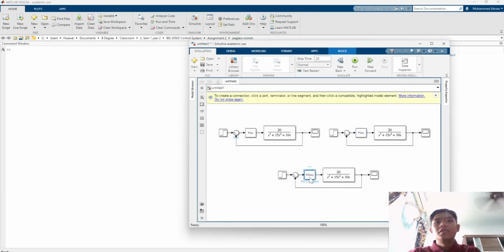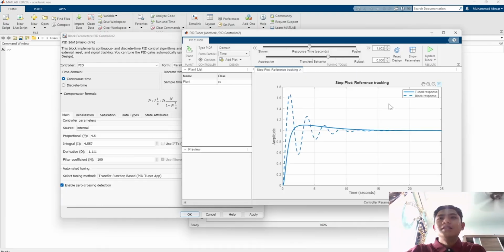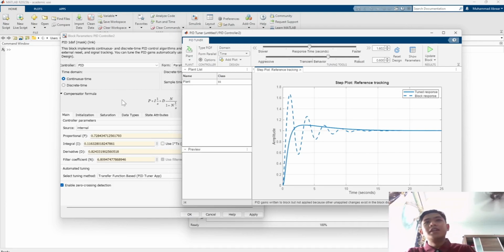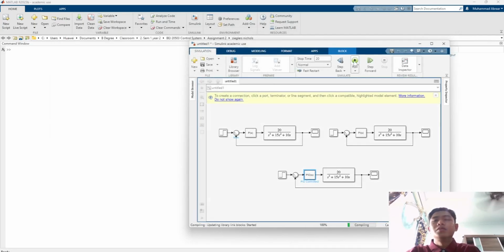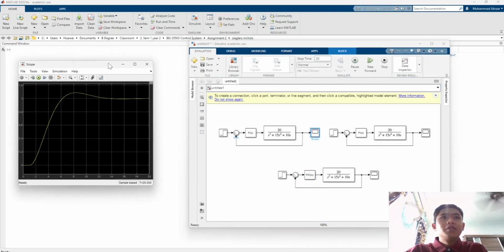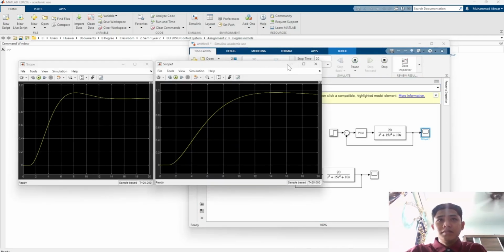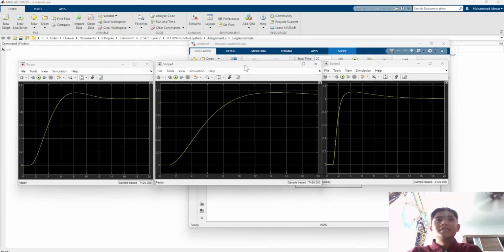Next for the PID, same transient response for the PID controller by using all the PID gains, apply the change, and okay. So we can run. The transient response will appear, which is the suggestion given by the PID Tuner Simulink.